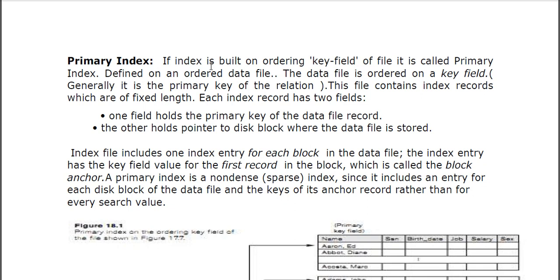If the index is built on the ordering key field of the file, it is called primary indexing. Usually when the indexing is done on the primary key, we call that primary indexing. It is not necessarily the primary key; it can be created on any of the key fields based on which the records are ordered. The data file is ordered on the key field.